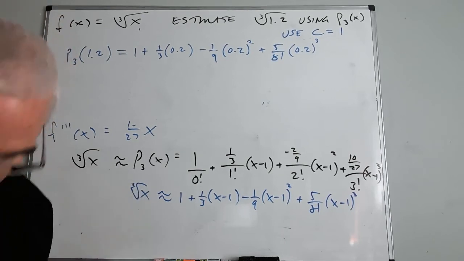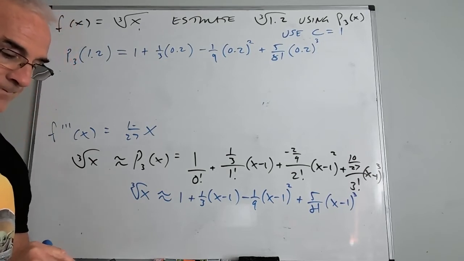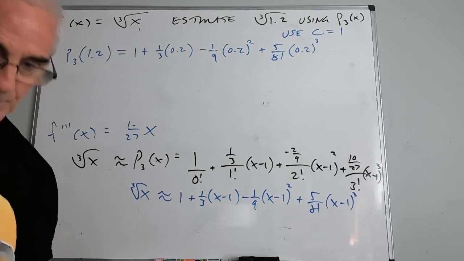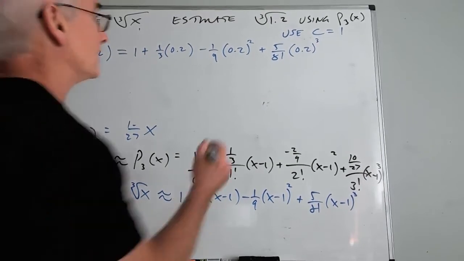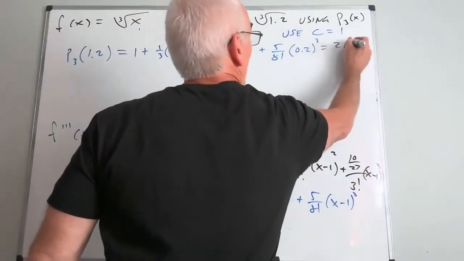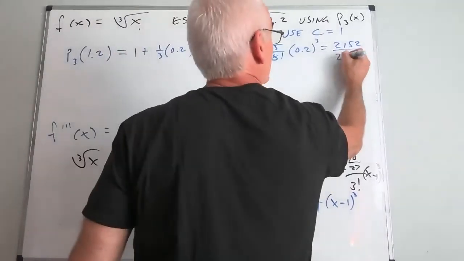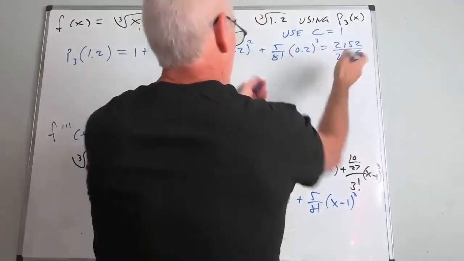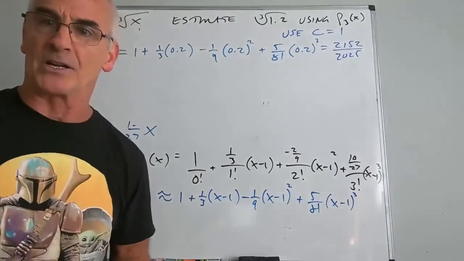So my calculator, I'm leaving it in exact terms. My calculator says this answer is exactly 2152 over 2025. This is a rational number. You just change those to 1/5. Okay, that's exactly what it is.